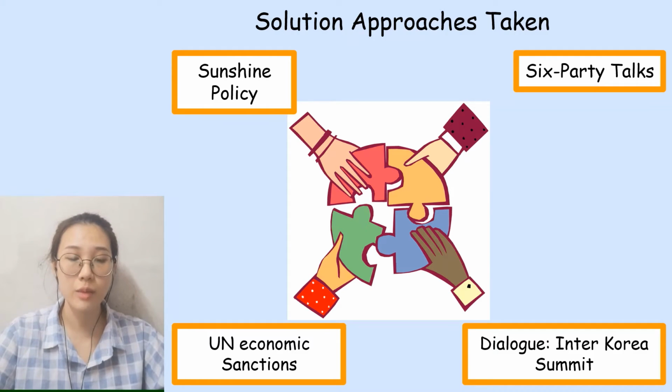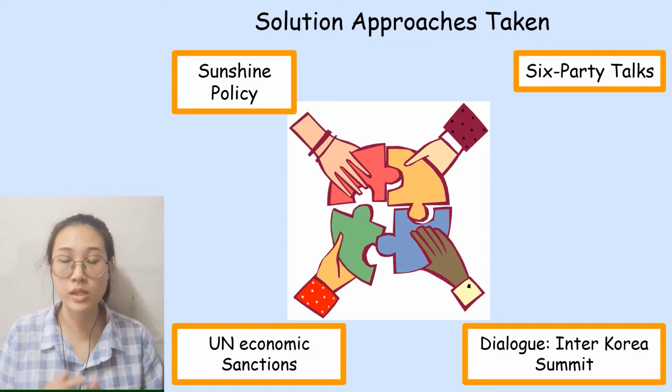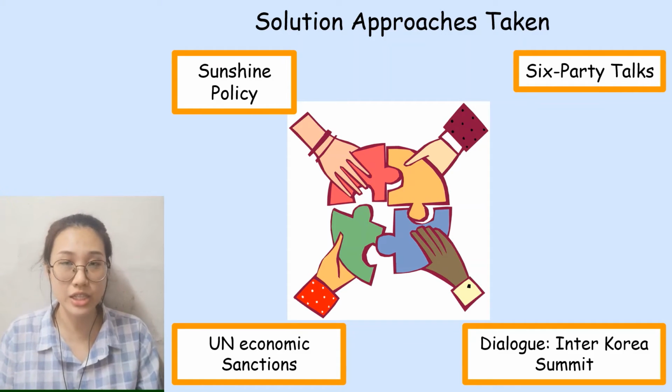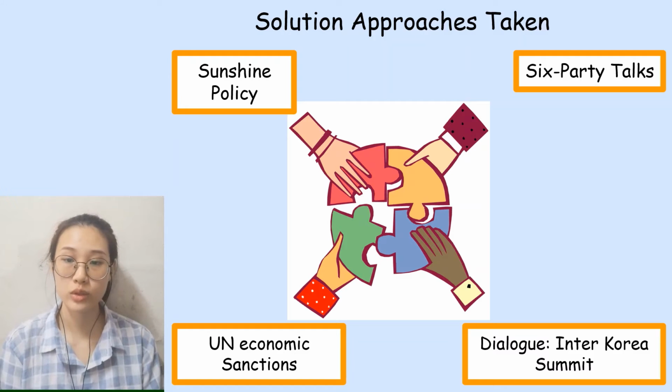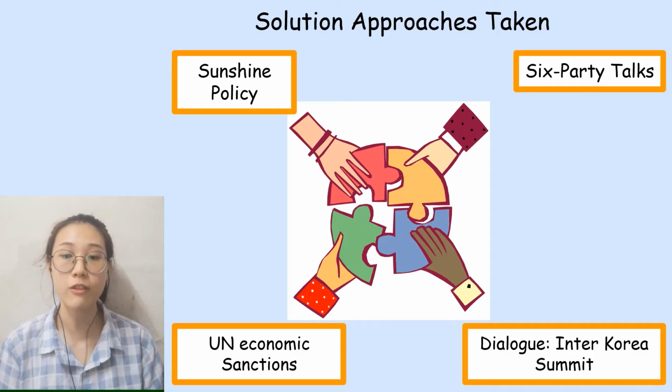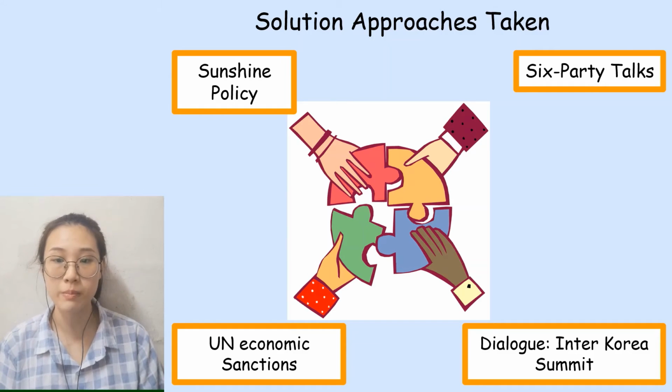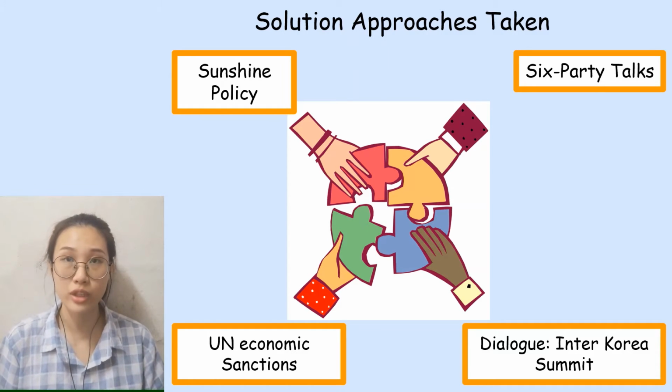And next, the third approach is the UN economic sanctions. When the six-party talks failed, the UN tried to impose harsh economic sanctions on North Korea to cut down their financial source and reduce the state income. The fourth approach is the dialogue, which is the Inter-Korean Summit. In 2018, the Inter-Korean Summit was held in Pyongyang, where South Korean President Moon Jae-in and Kim Jong-un signed an agreement to prevent and avoid military confrontation on the Korean Peninsula.